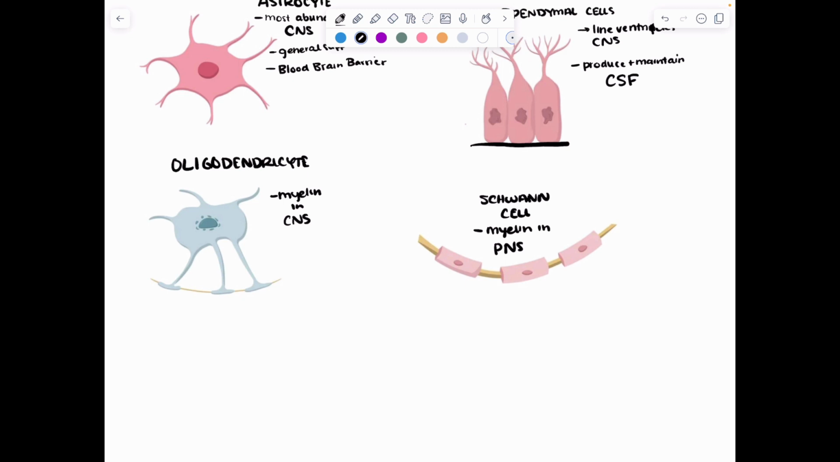Now you can see in this image that an oligodendrocyte produces multiple myelin sheaths, whereas my Schwann cell is a 1-to-1 ratio. It's 1 Schwann cell per 1 myelin. Schwann is a 1 myelin man.